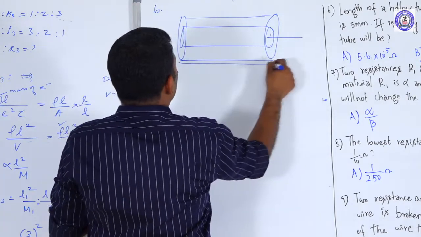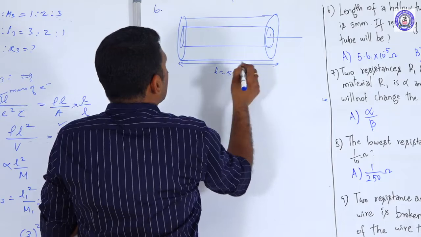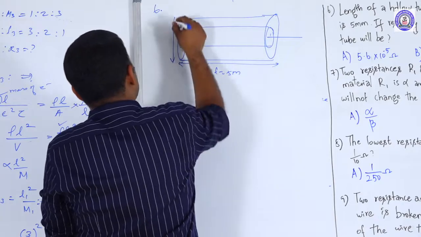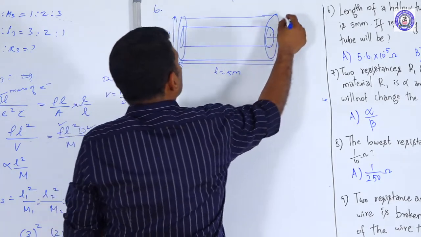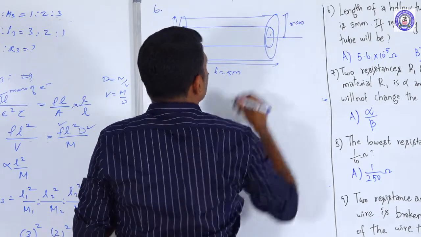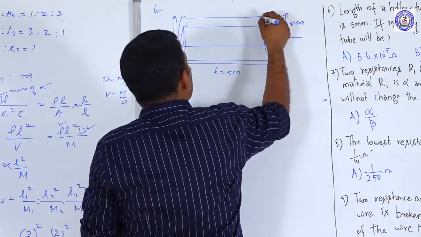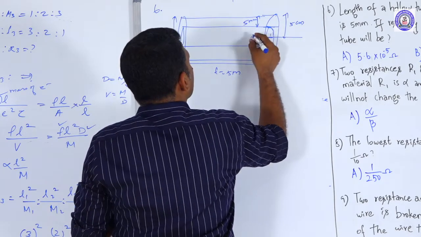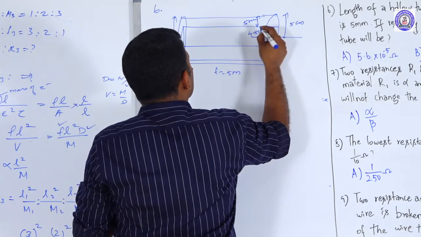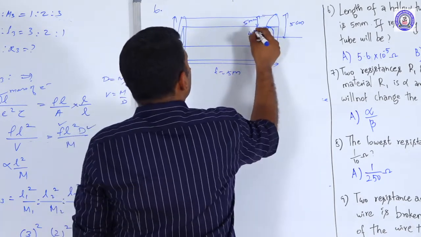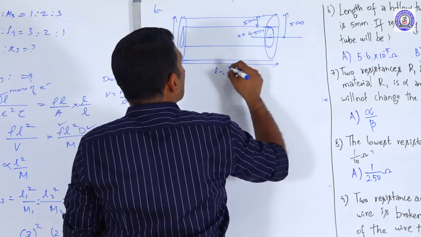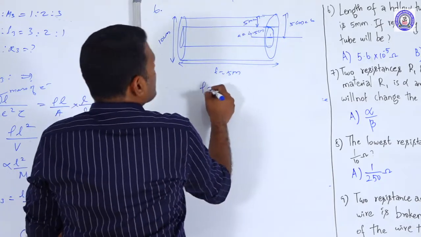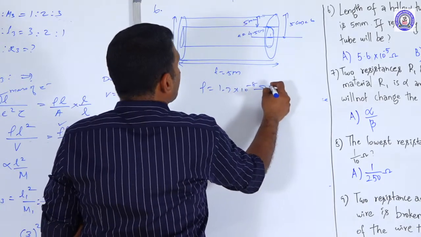The length of the hollow tube is 5 meter, L equals 5 meter. Its outer diameter is 10 centimeter, so the radius will be 5 centimeter. Thickness is 5 millimeter, which is 0.5 centimeter, so the inner radius will be 4.5 centimeter. So A equals 4.5, B equals 5 centimeter. Electrical resistivity rho equals 1.7 into 10⁻⁸ ohm meter.